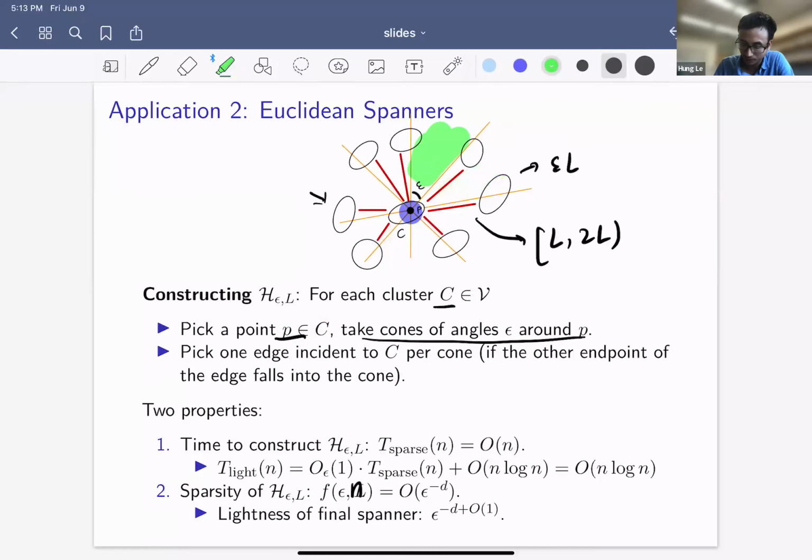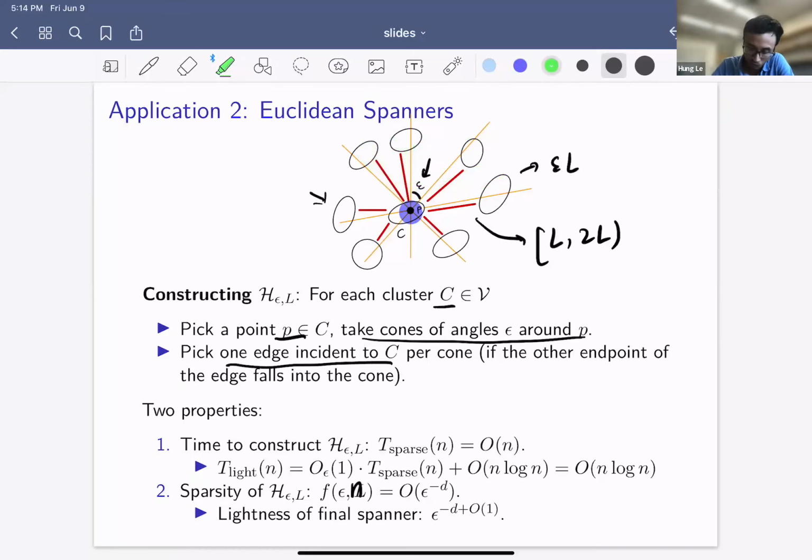So the angle of each cone is going to be epsilon. Okay, so I have a bunch of cones around each point. Now I look at each edge incident to the cluster, and for each cone I only pick exactly one edge. In a cone I could see more edges. For example, if I look at this cone here, I see two edges. So the algorithm says just pick one edge.